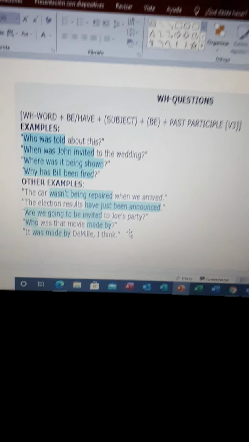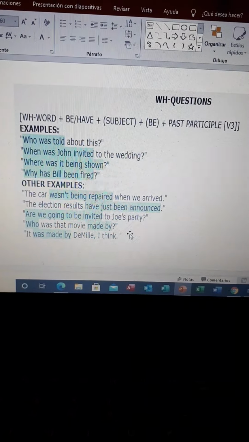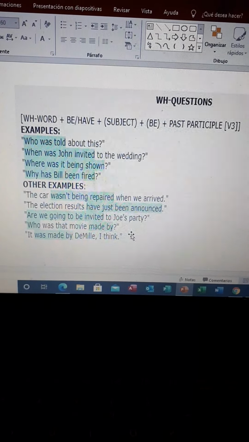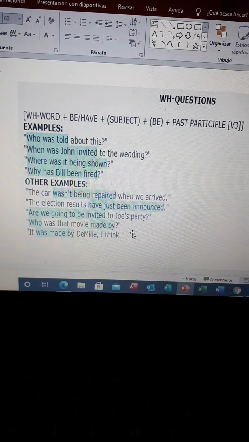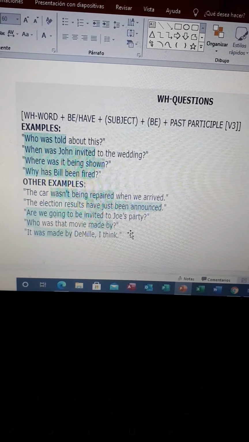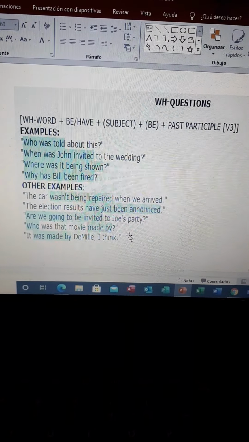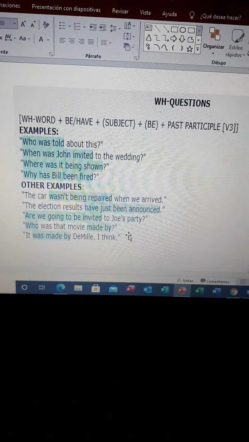We're going to review this topic, okay, in the next class, okay. Also, we're going to talk about relative clauses, okay. So when we have the next class, you need to pay attention to the passive voice, okay. Anyway, if you have doubts or comments, please let me know.